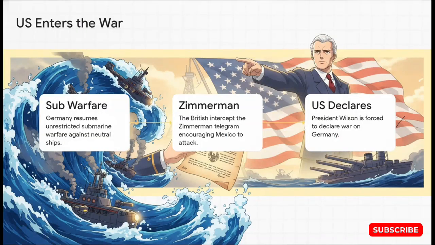Now, you might be wondering, why did the US finally abandon its strict neutrality? Well, it essentially came down to a series of fatal miscalculations by German leadership. Knowing they absolutely couldn't win a long, drawn-out war, Germany gambled on resuming unrestricted submarine warfare, essentially sinking neutral American ships to try and starve out Britain. Then, the British intercepted the incredibly infamous Zimmermann telegram. This was a message where Germany was actively encouraging Mexico to attack the United States. This intense pressure finally forced U.S. President Woodrow Wilson to declare war.